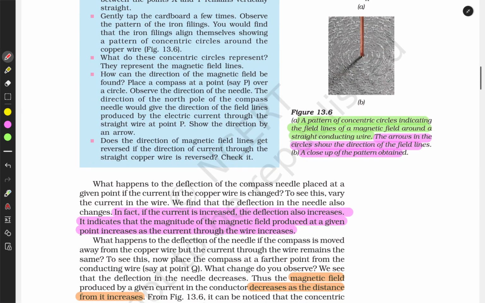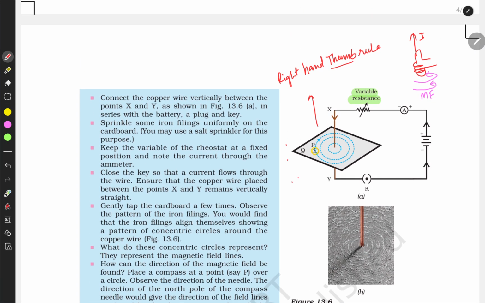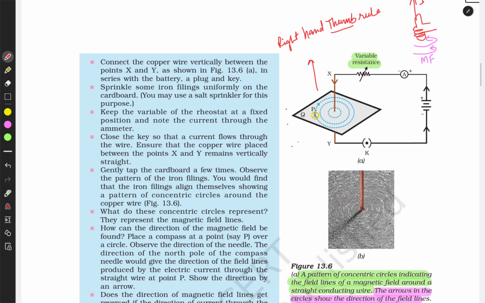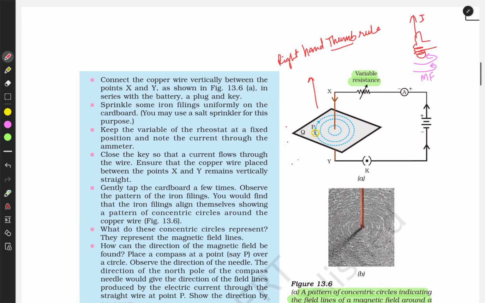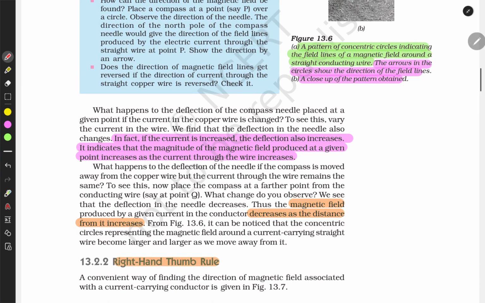So we can know the direction of the magnetic field. We have a rule for it, which is called the right hand thumb rule. In fact, if the current is increased, the deflection also increases. This indicates that the magnitude of the magnetic field produced at a given point increases as the current through the wire increases.